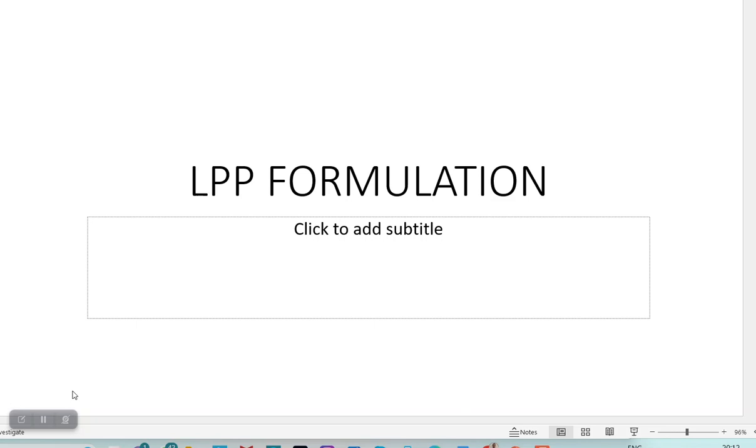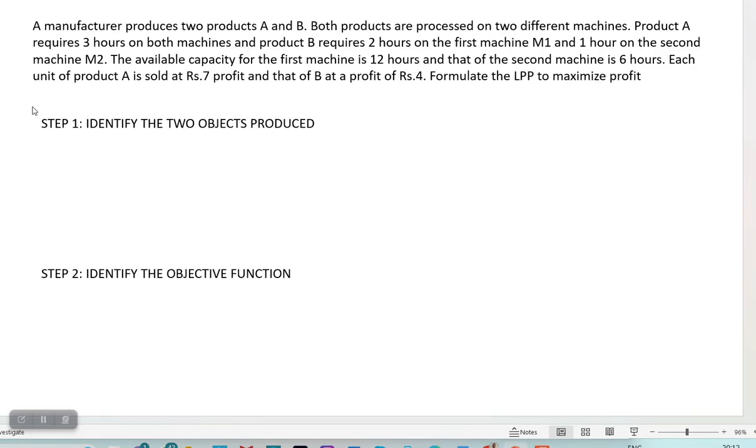We now solve a problem on LPP formulation. The problem is: a manufacturer produces two products A and B. Both products are processed on two different machines. Product A requires 3 hours on both machines. Product B requires 2 hours on machine M1 and 1 hour on machine M2. The available capacity for the first machine is 12 hours and that for the second machine is 6 hours. Each unit of product A is sold at ₹7 profit and that of B at ₹4 profit. Formulate the LPP to maximize profit.